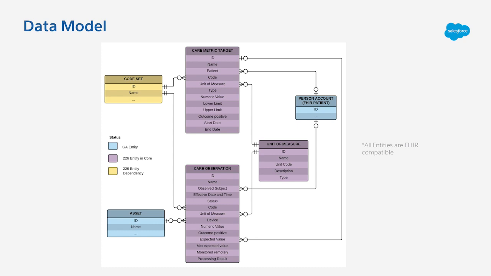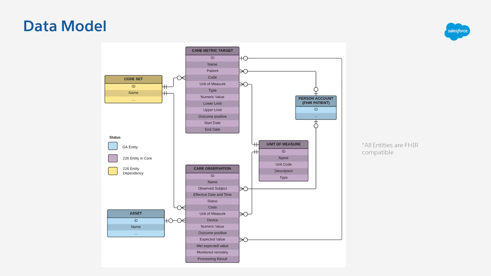Once the care observation arrives, the expected value references the relevant care metric target. It subsequently runs logic to determine if the care observation value meets the expected value. The outcome is displayed in the processing result field in the care observation object. Based on this outcome, customers using Process Builder can configure next steps, whether it is to create a task or care gap for care coordinators to follow up on, or to send a notification to a patient.